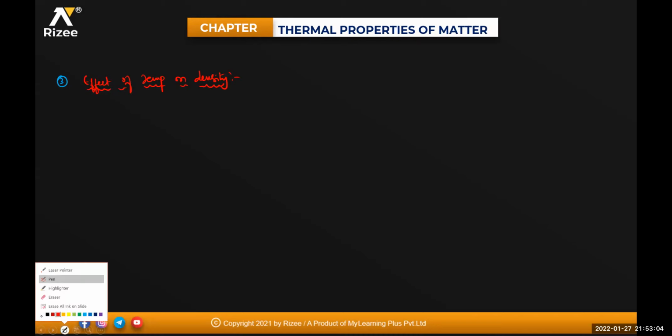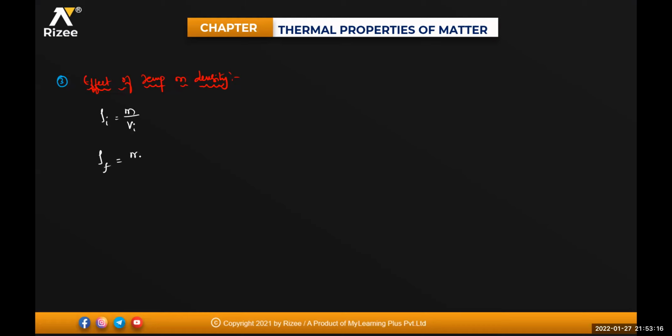Now see, the basic density formula: initial density will be equal to mass by initial volume. Final density after heating will be equal to mass, which is not going to change, divided by V final, since volume is going to change. That is equal to M divided by V initial into 1 plus gamma into delta theta. That means final density will be equal to initial density, because M by V initial can be written as rho I, divided by 1 plus gamma into delta theta. So this is one of the important formulas you need to remember.